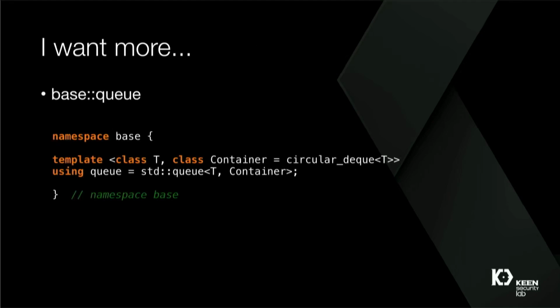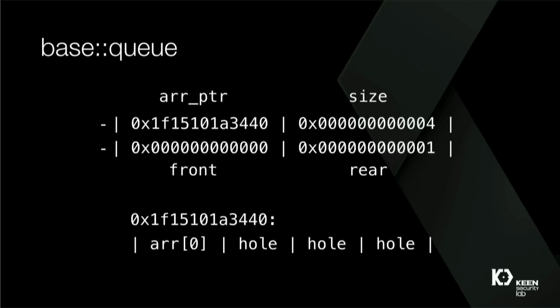Luckily, BaseQ is more valuable than we expected. The base namespace implements some basic structures. Some of them are very similar to std, but a little bit different. BaseQ is an example. It is like std::queue, but uses the circular deque instead of deque for its container. BaseQ is a 4-pointer size structure. The layout is as follows. The first field of BaseQ is a container pointer, which points to the elements array. And the second field is the size of the container array. The third field is the front index of the queue. And the last field is the rear index of the queue.